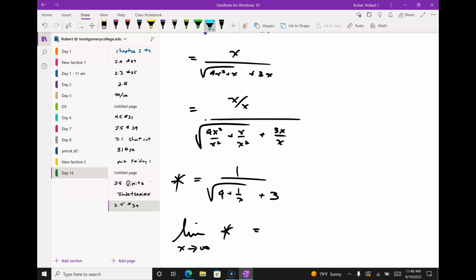And what happens to this 1 over x as x goes to infinity? Zero. So 1 over 6. Good?